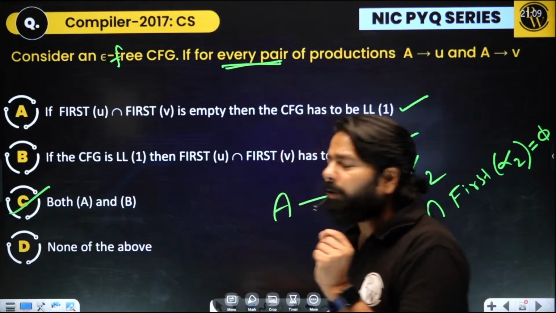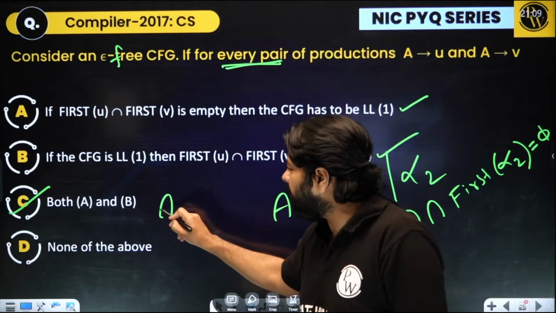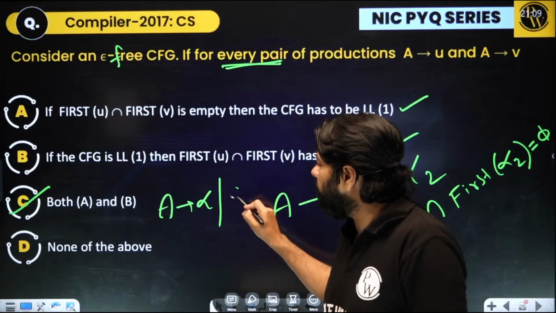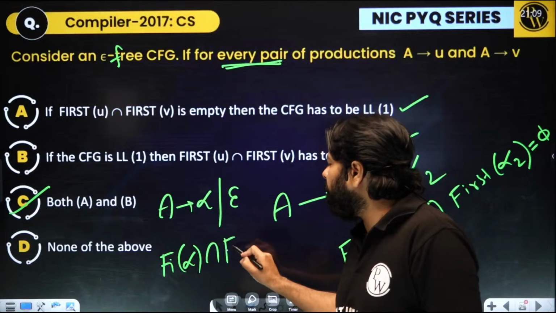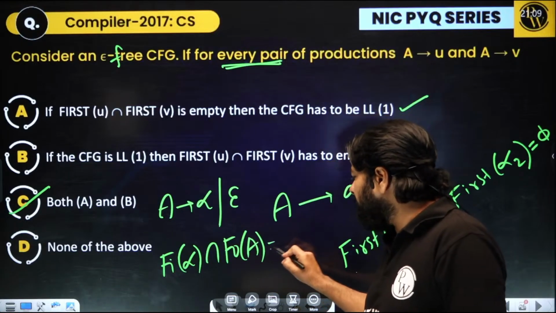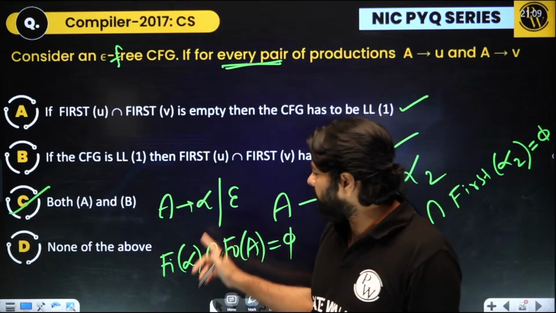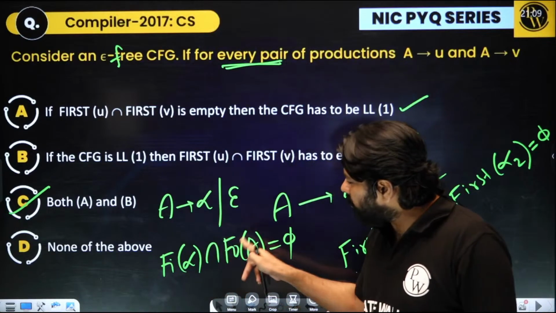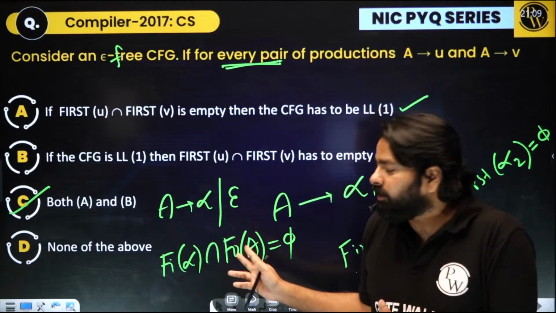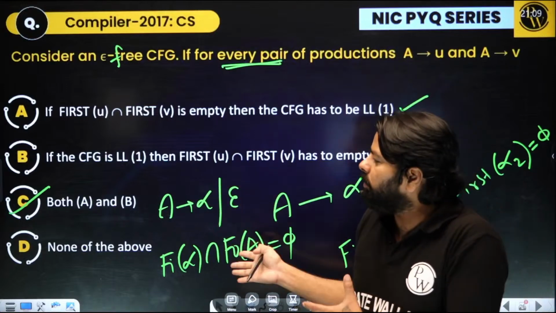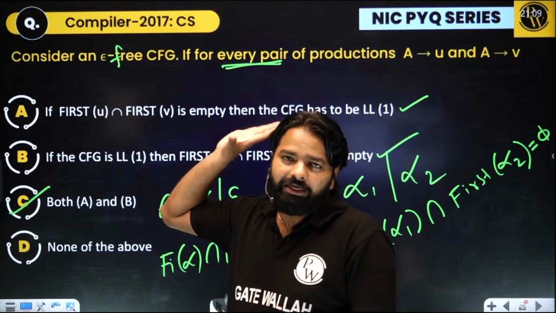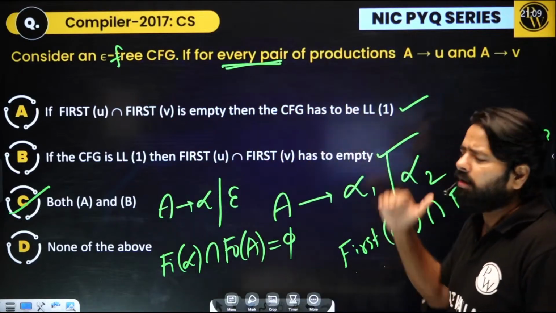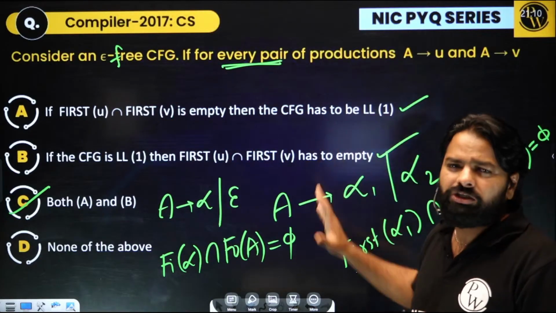Why is one more point missing? If you have the null production, then you will have another rule: first of alpha intersection follow of A has to be empty, then we say LL1. So when you have a null rule, then follow of the LHS of that production is going to come here. So there is another rule if you have epsilon in the grammar. This is only for epsilon free context free grammar. Two statements are correct. Either way it is true. Okay.